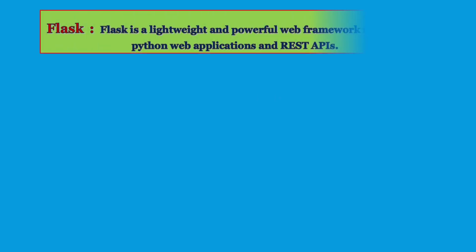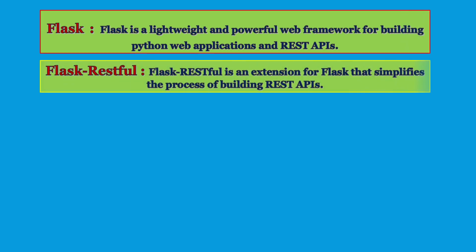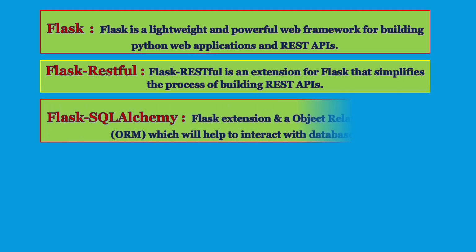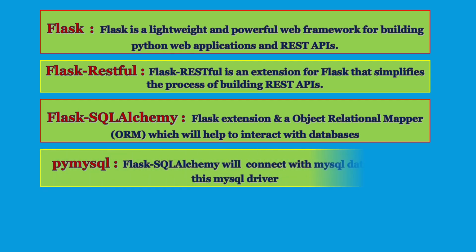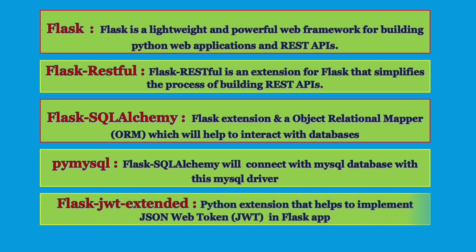Now these are some prerequisites which we are going to install. We are going to use Python and Flask, which is a web framework to implement our web application. Flask RESTful we are going to use, which is an extension to build our REST APIs. Flask SQLAlchemy is an extension or ORM to interact with our database, and MySQL is a database driver to connect with our MySQL database, and Flask JWT Extended we can use to create our JWT tokens. Now this is about all the prerequisites we are going to use.